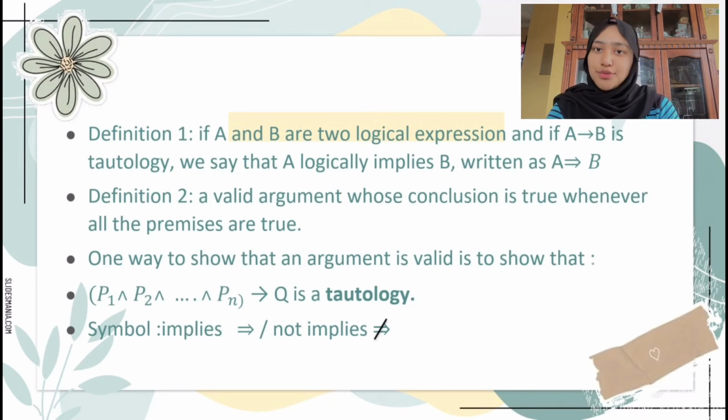conclusions are true. So for the symbols we use for logical implication, we also have two: implies and not implies. For implies, we have an arrow with the equal sign, and for not implies, we have the same arrow with the equal sign, but we use the slash or not symbol.